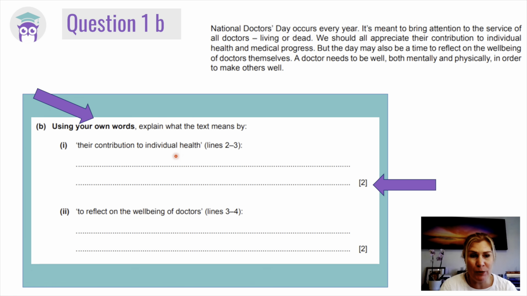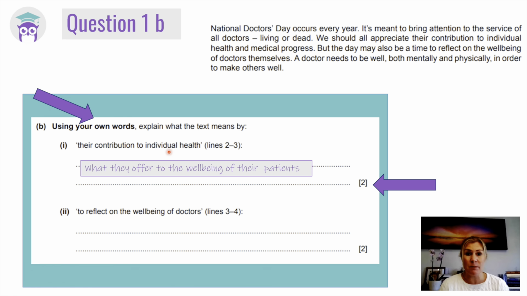So actually, if you look at this, you could split that down the middle. Contribution, individual health. And you might just like to look at it within its context. We should all appreciate their contribution to individual health and medical progress. So contribution might mean what they offer, what they bring, what they give. Yeah, individual health, you need to find a synonym for health. Okay, the well-being, maybe even the fitness of individuals, of particular patients. So you could end up with something like this: what they offer to the well-being of their patients. And that gets you the 2 marks, because what they offer is that bit and the well-being of their patients is that bit.